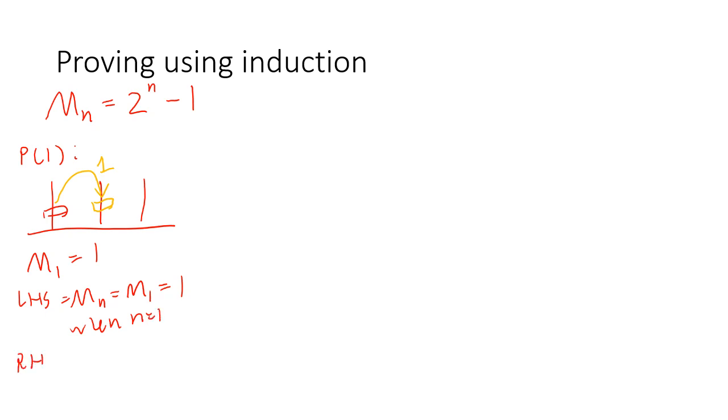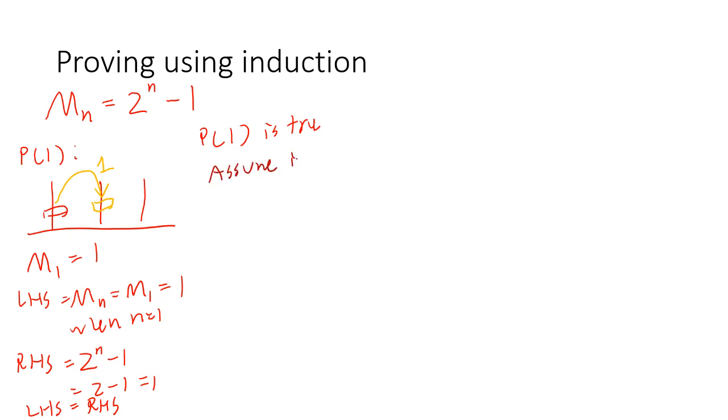And the right hand side equals 2 to the power of n minus 1. When n is 1, it is 2 minus 1, which is also 1. Left hand side equals right hand side. So we can say that it is true when n equals 1. Now we just have to follow the step of induction. We assume it is also true when n equals k.